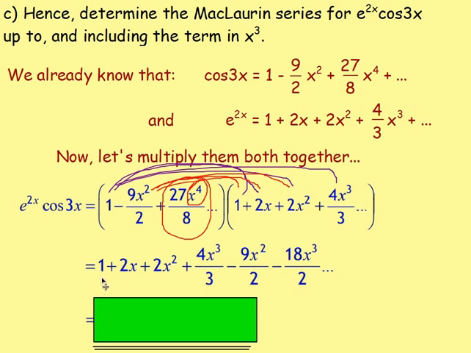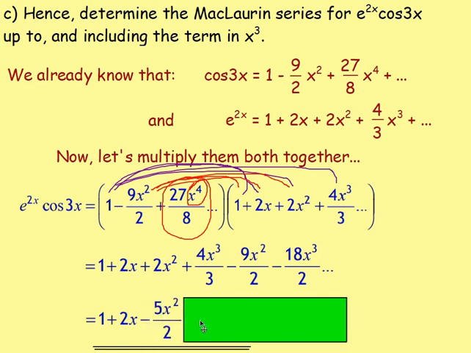Just put them together. We've got the 1. We've got the 2x. We've got a 2x squared. Any other x squareds? Well, we've got to take away 9x squared over 2. 9 over 2 is going to be 4.5, so 2 take away 4.5 gives us negative 2.5, which is negative 5 over 2 x squared.